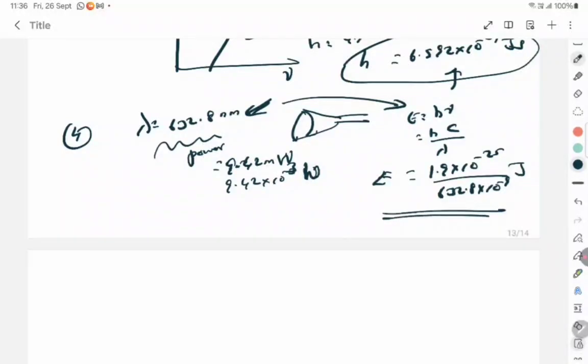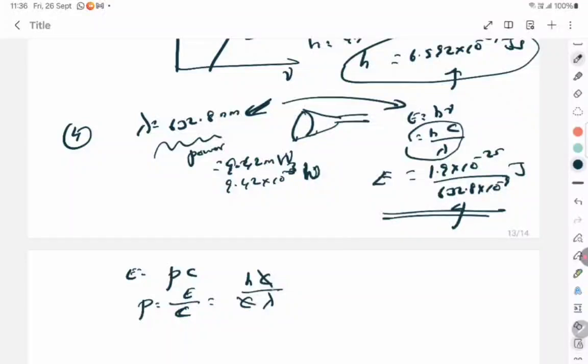The question is to find the energy, which we found, and the momentum of each photon. Momentum: E is equal to pc. So p is equal to E by c. Energy's formula is h into c by lambda, divided by c, and c is getting cancelled, you see. E is h mu, mu is c by lambda. So p is equal to E by c. You substitute this here, c and c cancel, you get h by lambda.